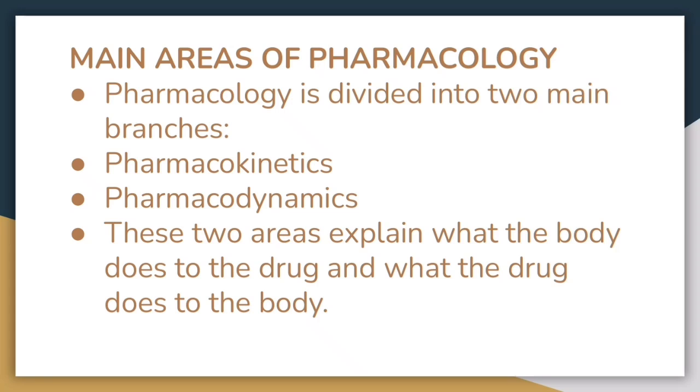However, like I said, these are the main. There are other branches of pharmacology, but minor ones like toxicology and clinical pharmacology. But the main two branches are pharmacokinetics and pharmacodynamics. What the body does to the drug and what the drug does to the body.